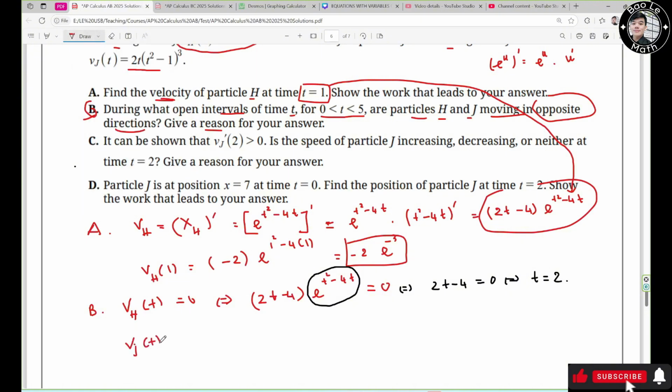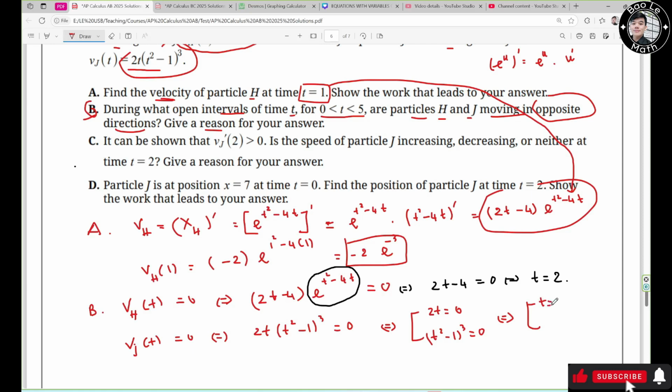vj of t equals 0, which means this one equals 0, right? So it's going to be 2t times t squared minus 1 cubed equals 0. So this one is the zero product. So each of these should be equal to 0, right? So you have 2t equals 0 and t squared minus 1 cubed equals 0, right? So it turns out to be t equals 0, right? And this one right here, you have t equals plus and minus 1, right?